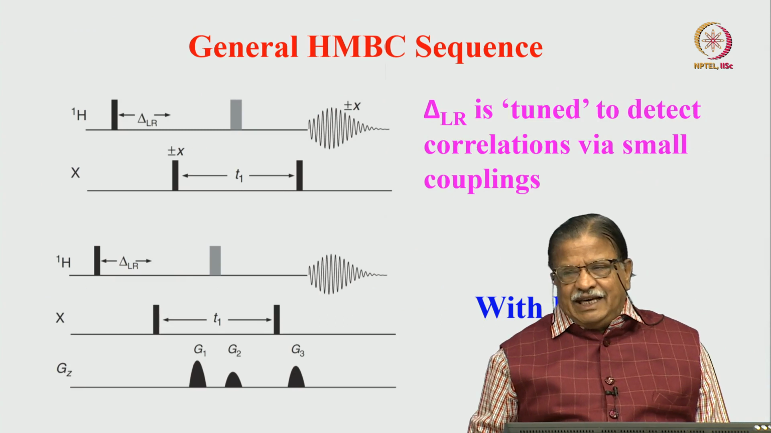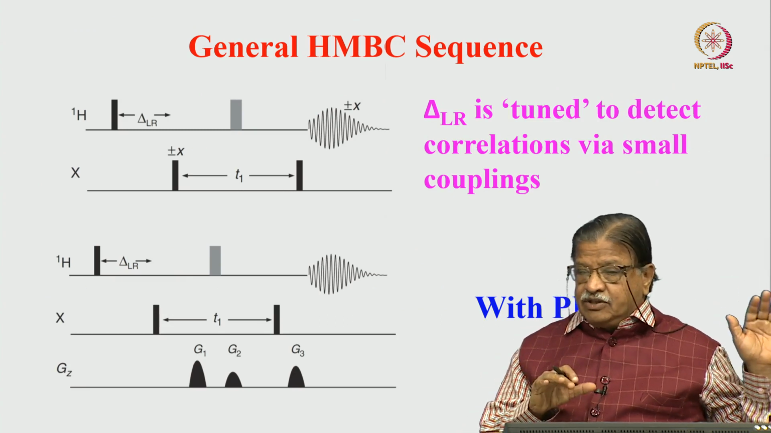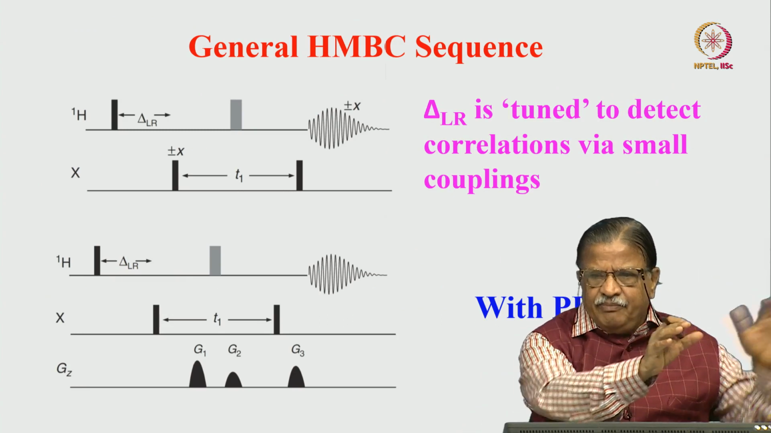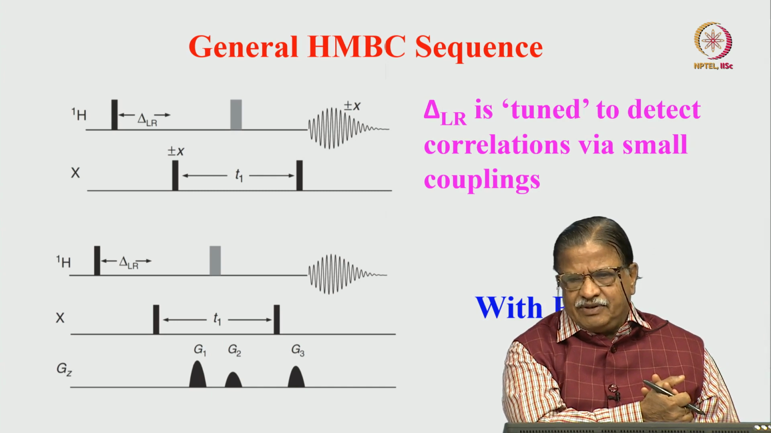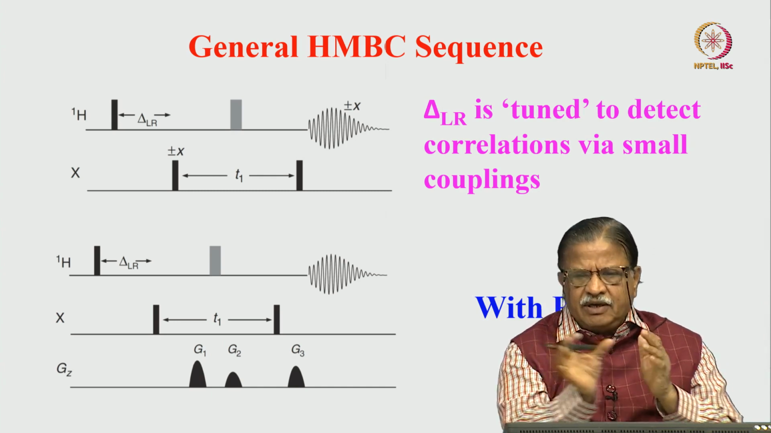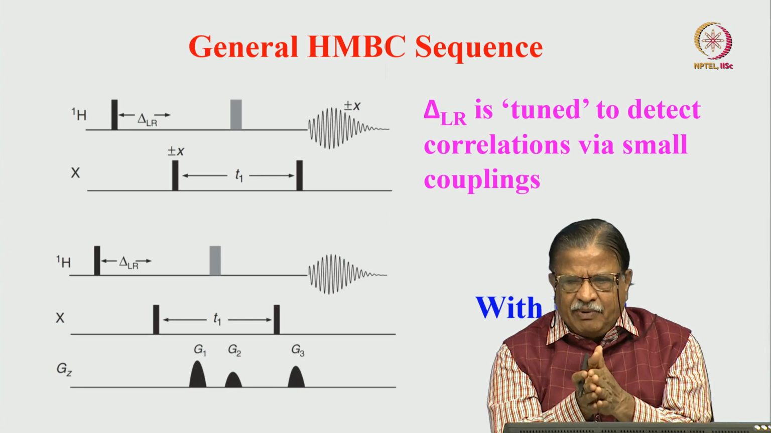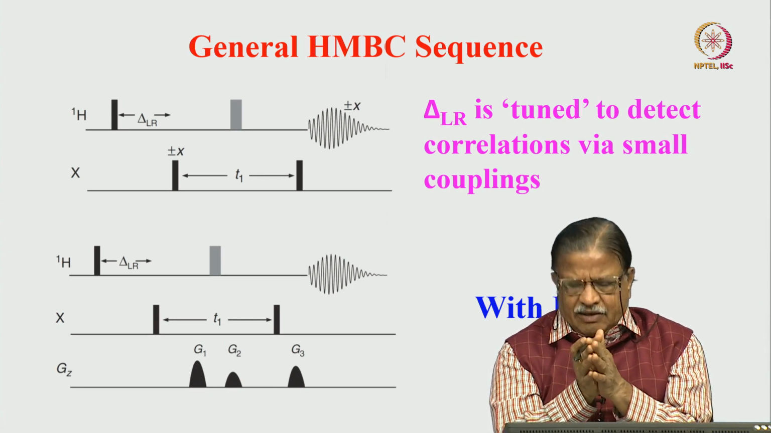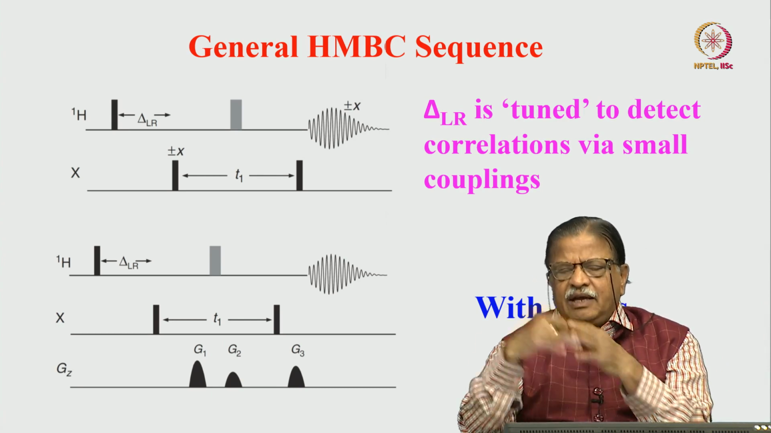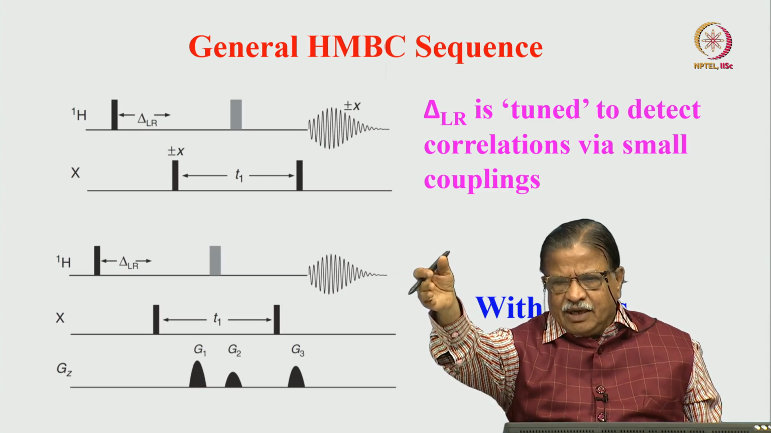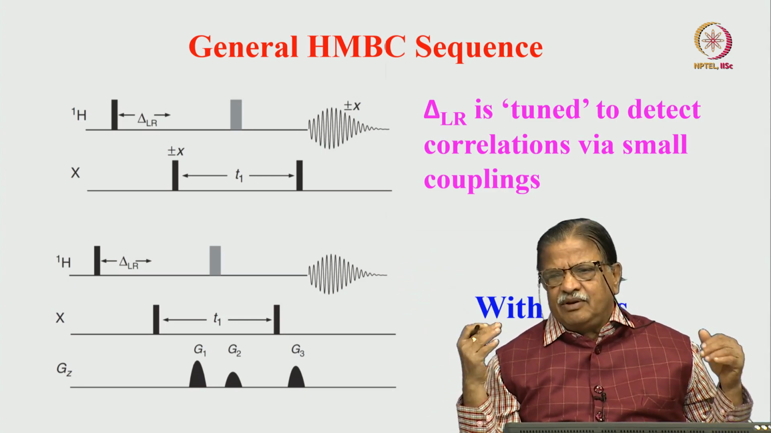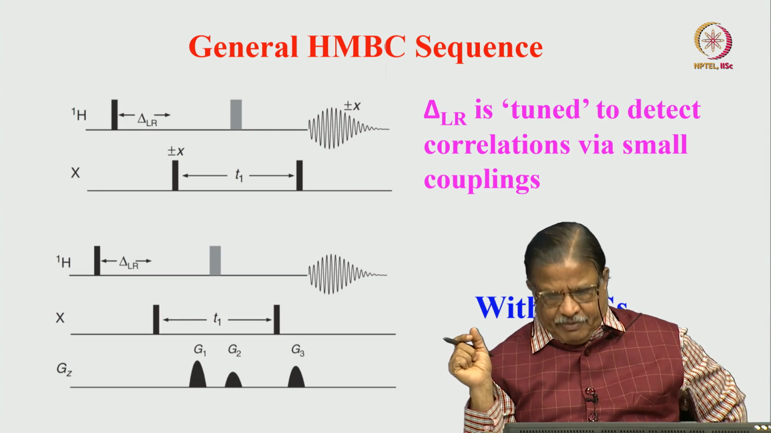And generally this is the HMBC sequence. I told you the HSQC sequence, don't forget that. The HSQC sequence is a polar INEPT sequence. In the T1 period you can apply a 180 pulse for breaking the carbon-proton coupling, reverse INEPT, detect the proton and decouple the carbon. Don't forget that. That is the sequence for INEPT.